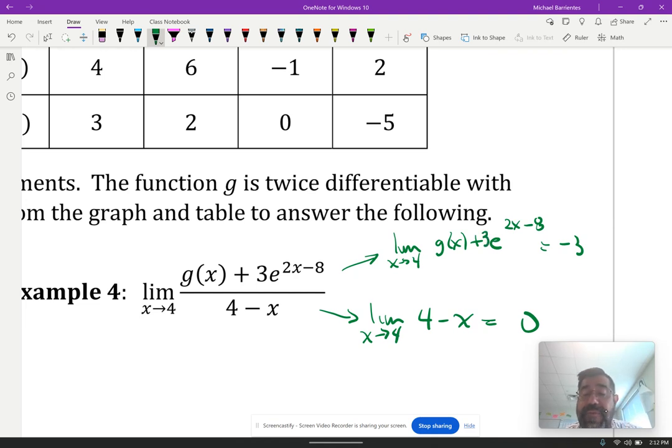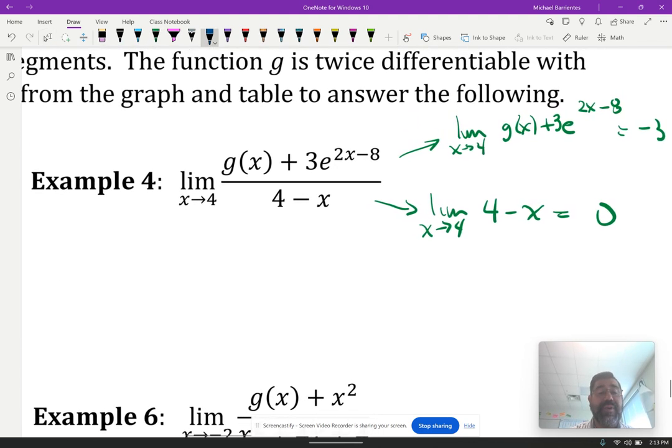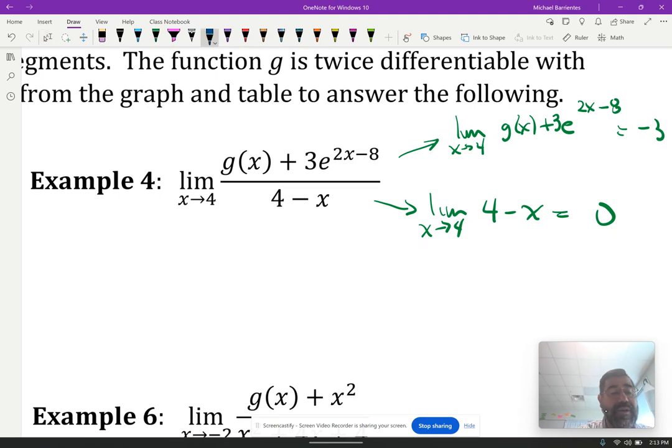When I substitute 4 into the exponent, 2 times 4 is 8. 8 minus 8 is 0. E to the 0 is 1 times 3. Well, that would be just positive 3, and that will also give me 0. Great. So it is eligible for me to use L'Hopital's rule. So we're going to take the derivative at the top over the derivative at the bottom, and then do the limit all over again. Take the limit as x approaches 4 of the numerator.